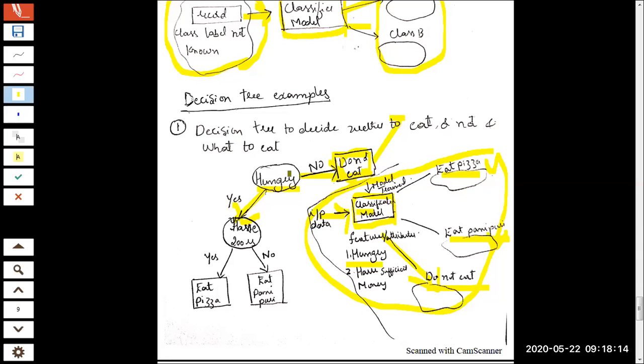So just using this attribute, whether he is hungry, we cannot decide whether he should go with pizza or pani puri. We cannot decide on that. So we need to take one more question, one more attribute. What is the next attribute under consideration? The next attribute is whether he has sufficient money, whether he is having money or not.